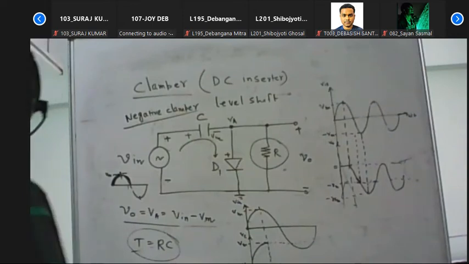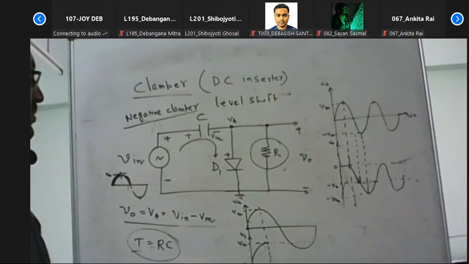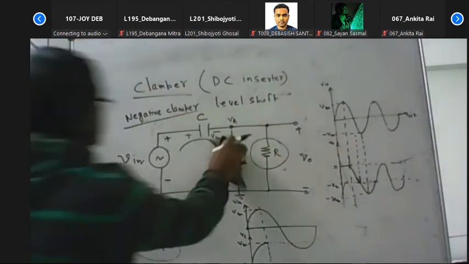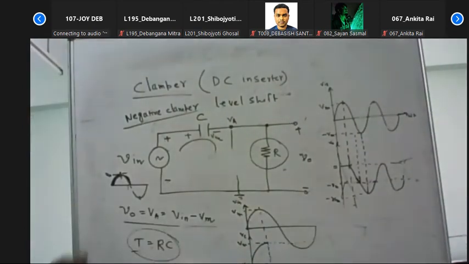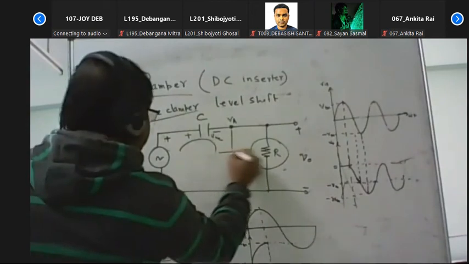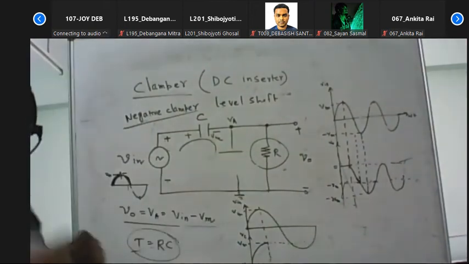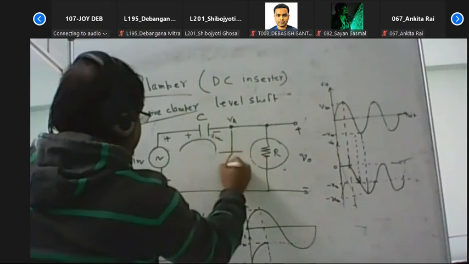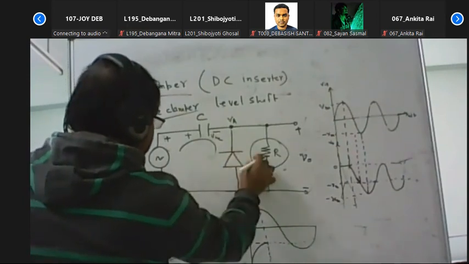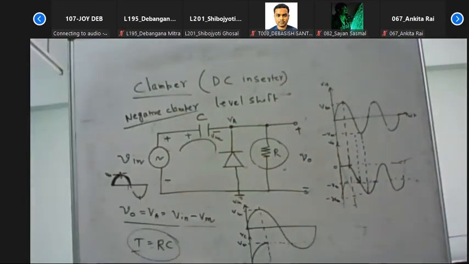Positive clamper. Yeah, reverse the diode. The direction of the diode will be changed. Okay. So first we can change the direction of the diode. We can just change the direction of the diode, so opposite direction, like this. Then what happens? In the positive half cycle, the diode is in the reverse bias condition, right?